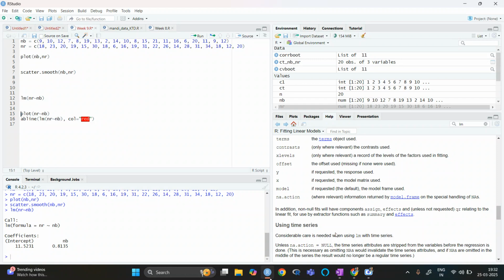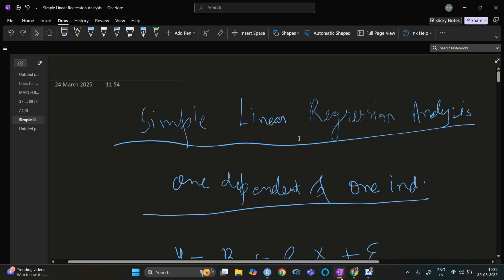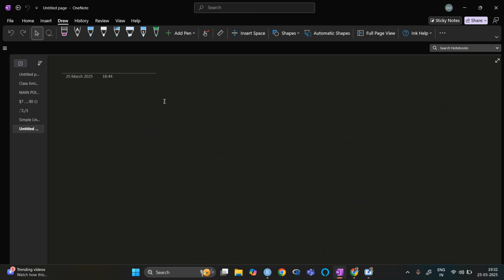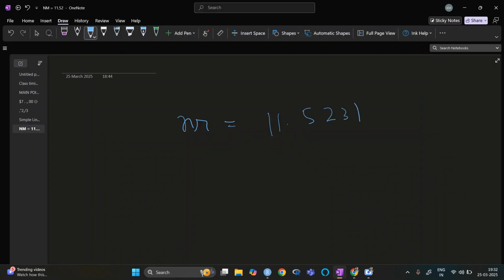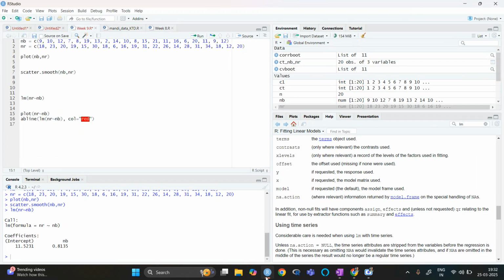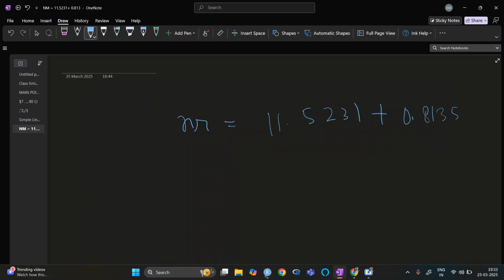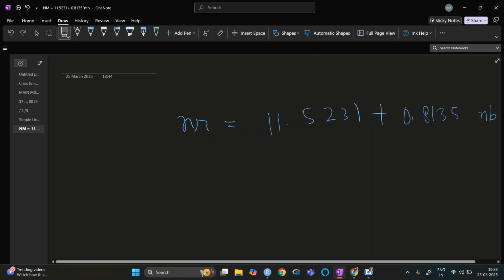So here, based on our data, we can write that our model has fitted the number of runs as 11.5231 plus 0.8135 times NB. Okay, so this is how it is dependent on our data.